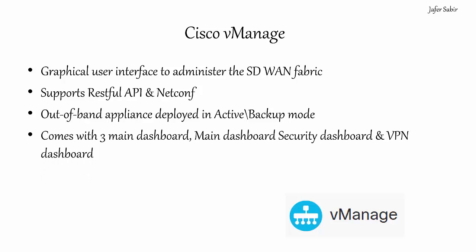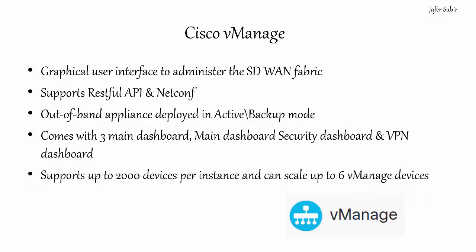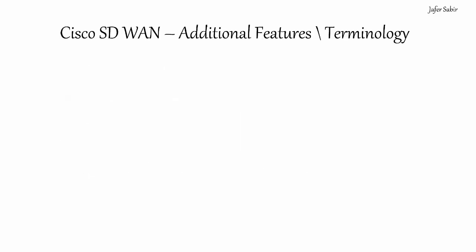Cisco vManage offers 3 dashboards, which are the main dashboard, which provides information such as the status and health of the network. It provides a security dashboard, which provides the status of the security features enabled in the network, and a VPN dashboard, which provides information about the VPN segments in the network. And finally, vManage supports up to 2000 devices per instance, and you can scale it up to 6 vManage devices.